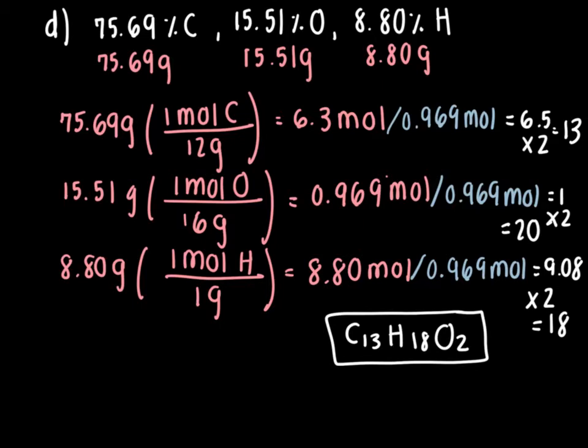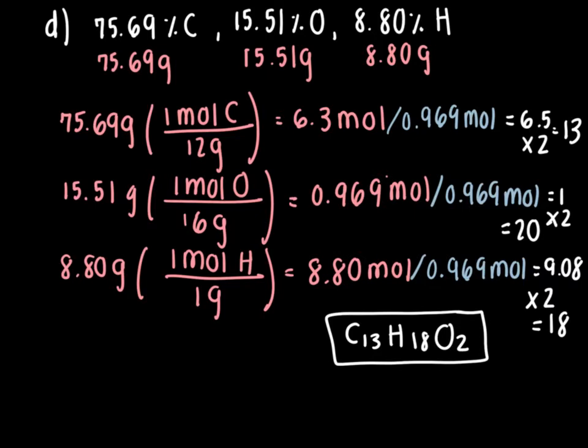Okay, so here's our work for part D. Again, we assumed a 100-gram sample and converted the percents to masses, and then we converted the mass to moles using molar mass. So we had 6.3 moles of carbon, 0.969 moles of oxygen, and 8.8 moles of hydrogen. Then we divided by the smallest amount of moles to get our mole ratios. So we got 6.5 moles of carbon, 1 mole of oxygen, and 9.02 moles of hydrogen.